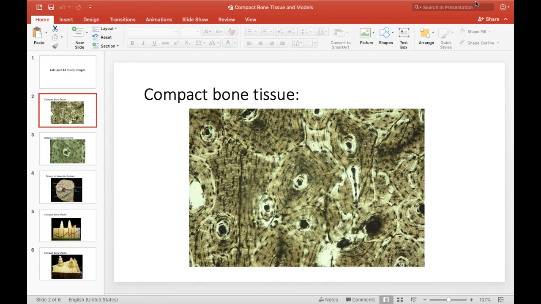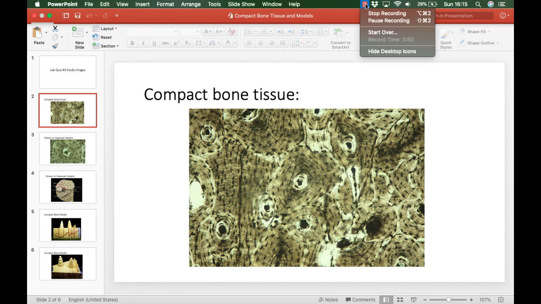So hopefully that gives you a good orientation into bone. It was a little longer than I had intended, but that should do.